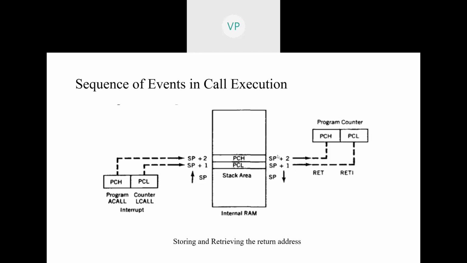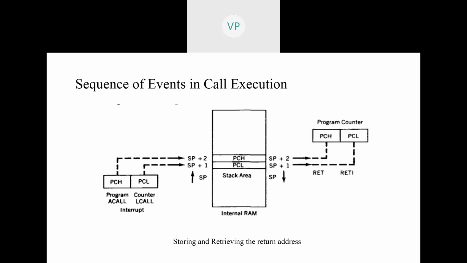It will read the contents of SP plus 2 and store it onto the PCH, that is the higher order byte of the program counter. It will decrement the stack pointer by 1, and whatever content is in that memory location is copied onto the lower byte of the program counter. Again the stack pointer is decremented by 1, so that now the program counter is holding the next instruction to be executed.